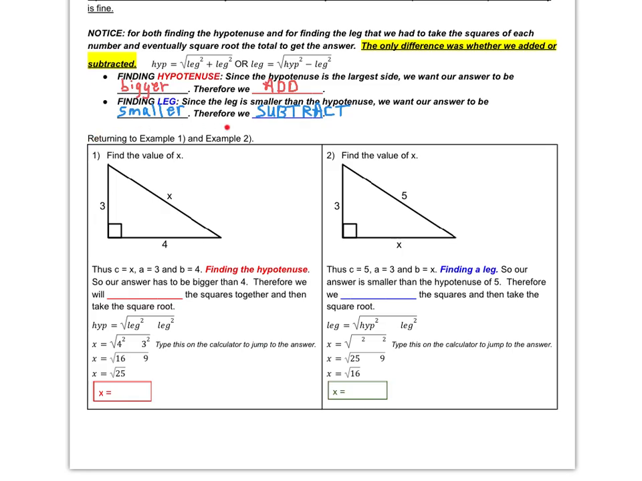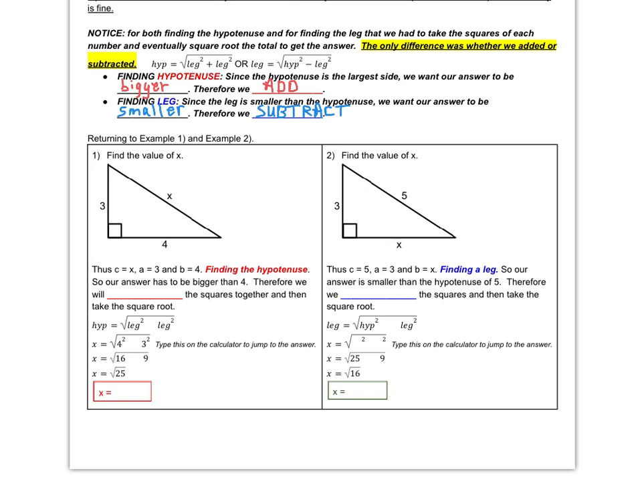So let's apply what we just talked about to examples 1 and 2. Again, we can solve them just like we did before, doing A squared plus B squared equals C squared, plugging in the values, and just solving. Or we can use these shortcuts. Since we're going to take the square root, we're going to have the two numbers squared. We're just deciding whether we're going to add or subtract. So let's look at example 1 again. Find the value of x. See if you can do what we did.